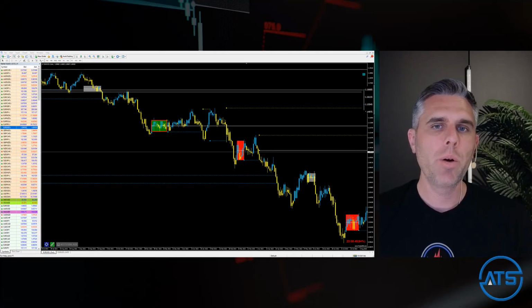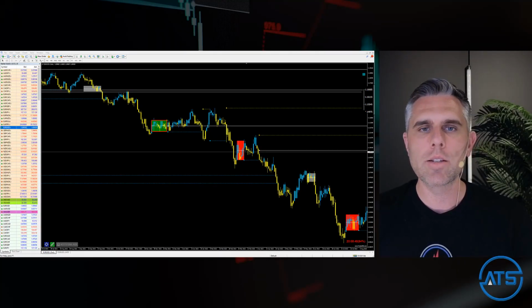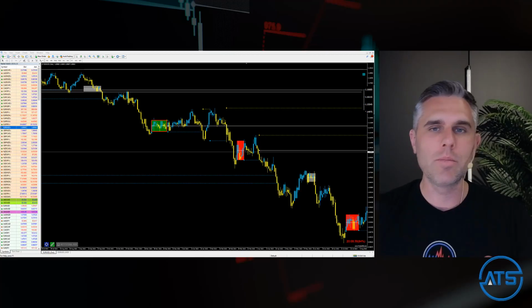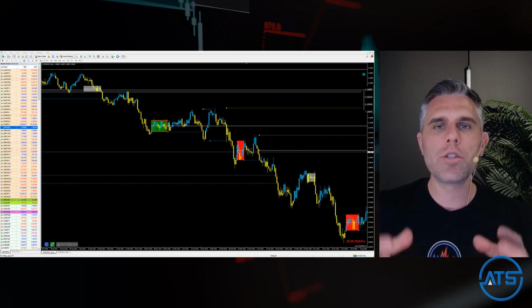Now, the next component of the core ATS software that we're going to cover is what we call liquidity lines. Now, liquidity lines are awesome. There's no other way to put it. So what liquidity lines represent is traders' stop losses.